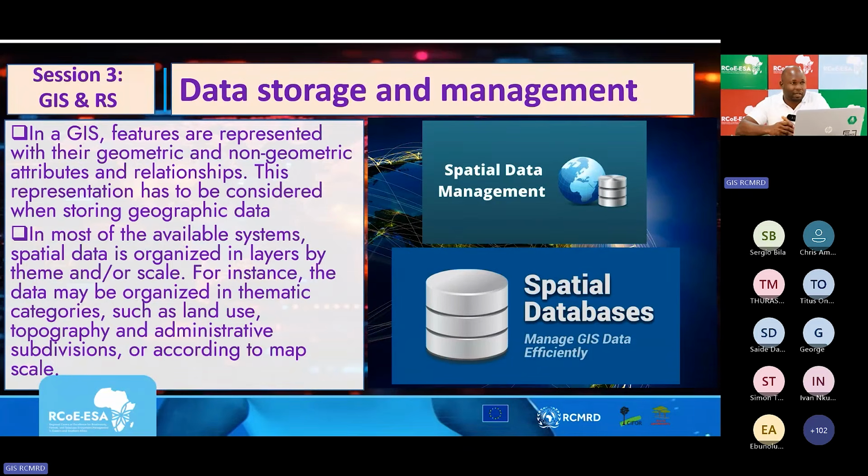Data storage is just about hosting our data sets. And we are saying that we host both geometric and non-geometric features. When we talk of geometric, we are talking about shapes, that is points, lines, and polygons. And non-geometric are just descriptions of the data sets, including relationships, how different features and attributes are relating to each other.